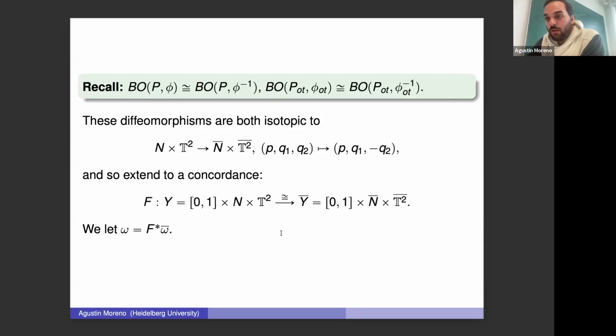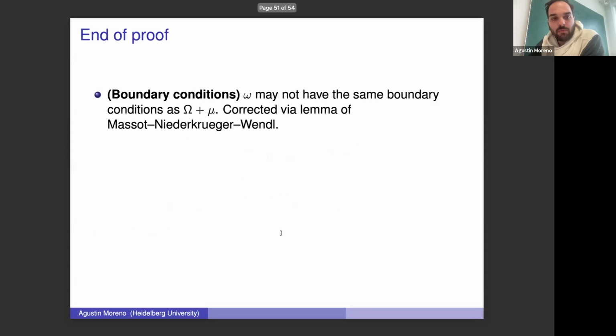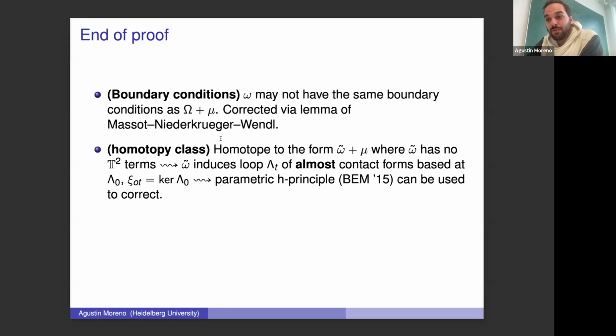And basically, we're nearly there. Now we have a symplectic structure here. We just need to control the homotopy class, the cohomology class, and so on. And that's the last part of the proof. So the end of the proof is, as I told you, this omega, as I constructed it, may not have the same boundary conditions as the stabilization, but there's a lemma of Massot, Niederkrüger, and Wendl that tells you that you can correct that. Okay, so these are weak boundary conditions. The contact structures at the boundary are weakly dominated, and the cohomology class is the correct one, so I just correct that. So now I achieve that the boundary conditions are the same.